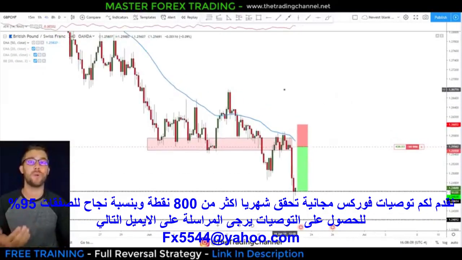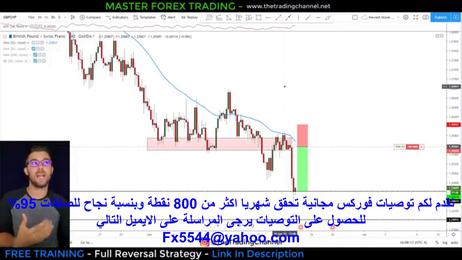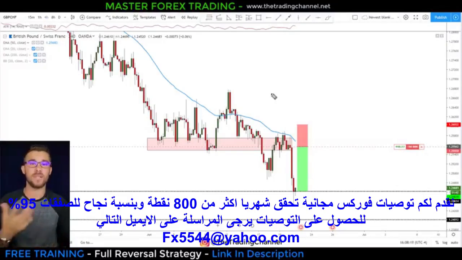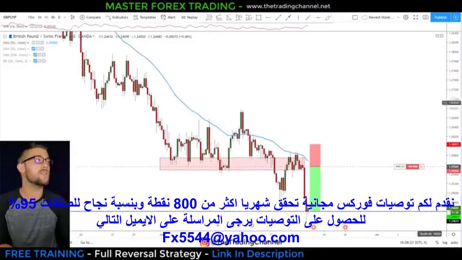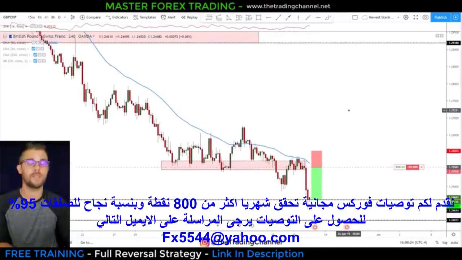So here we are on the 4-hour chart of the pound Swiss, and this is actually more of a day trading strategy, and this is actually done not on a 4-hour chart. We're going to place the trade on a 1-hour chart, and that's where we place this trade. But looking at the trend of this market, let's go ahead and scroll out just a bit so you can see this a little bit better.